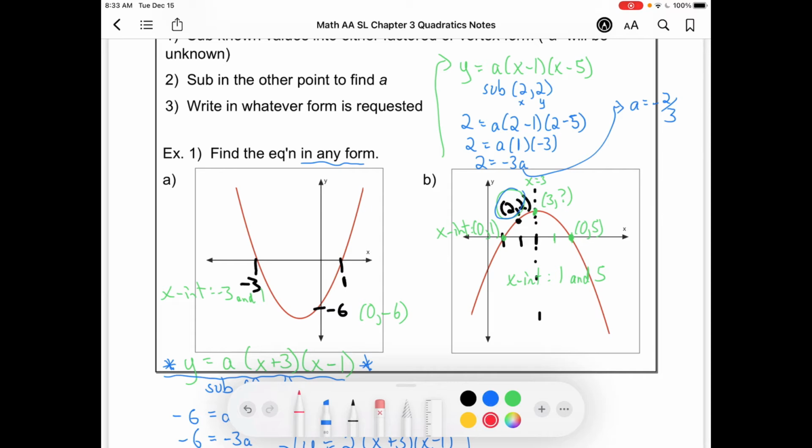So in the end, we should get y equals a, which is negative 2/3, times x minus 1, x minus 5, if we write it in factored form. And again, you can change forms afterwards if you want. Let's check on the graphing calculator whether this works out.